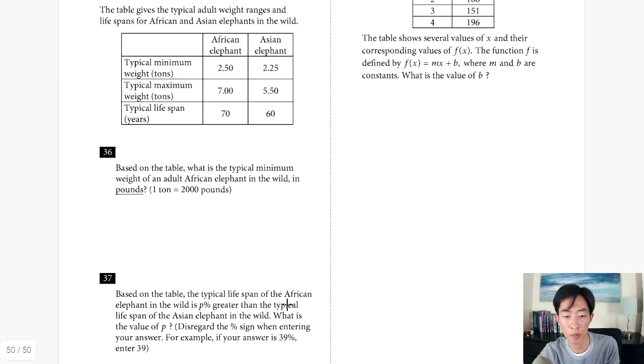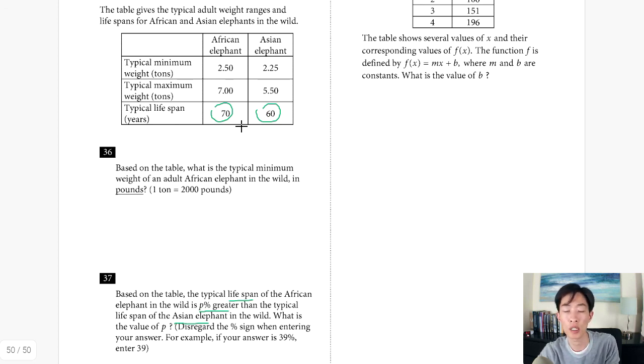Question 37. Based on the table, the typical lifespan of the African elephant in the wild is p% greater than the typical lifespan of the Asian elephant in the wild. So the African elephant is 70 and the Asian elephant is 60. Those are the numbers we're comparing. What is the value of p? So basically what they're asking is what percent greater than 60 is 70. In other words, if you start with 60 and increase to 70, by what percent did you increase?